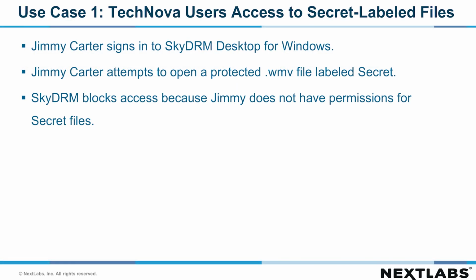Now, let's look at the first use case. In this use case, we will demonstrate how SkyDRM Desktop for Windows enforces access controls for protected content. The demo will show that when Jimmy Carter attempts to open a protected .wmv file labeled secret, access is blocked because he does not have permissions for secret files. Now, let's move on to the demo.